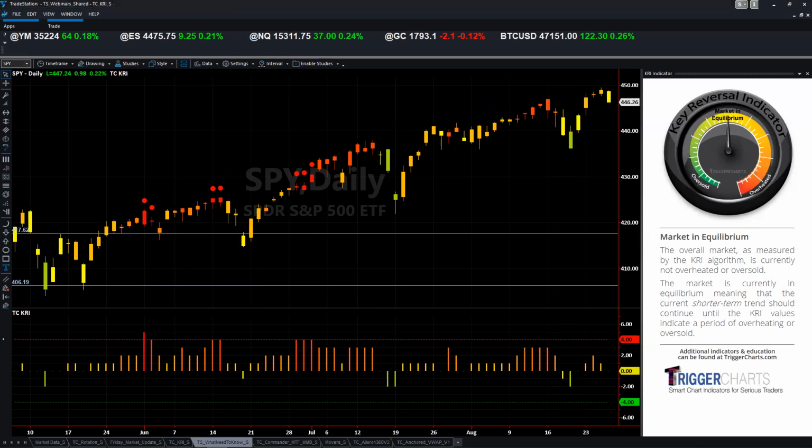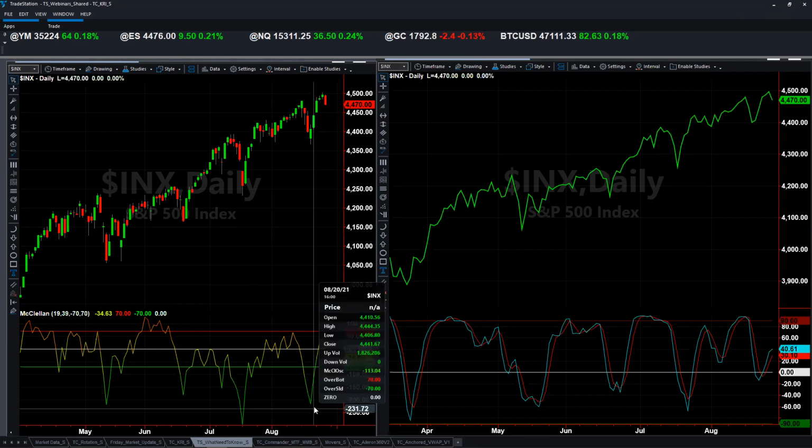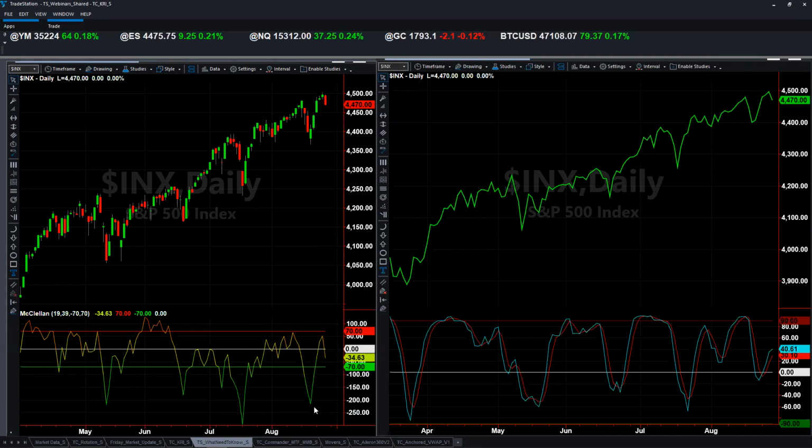Now, when we look at the McClellan and the Spearman, these are really interesting. These are, again, overbought and oversold indicators that are a little bit different from each other. They are statistically different, one uses advance-decline, one uses a different statistic. But basically, the McClellan showed a pretty oversold situation here at about 213. I think intraday it was down about 250, right about here. That's usually a buy signal.